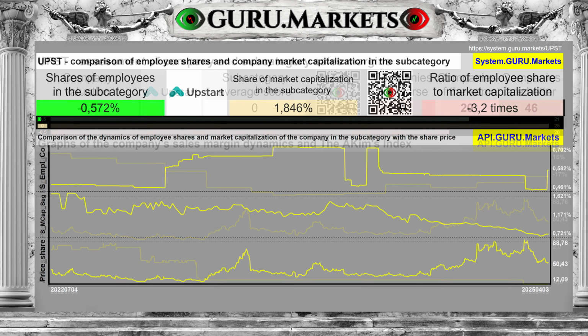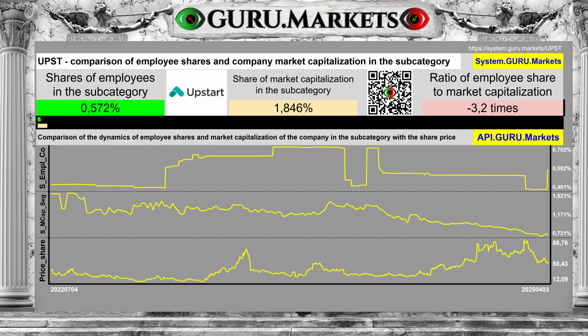The company's share in terms of the number of employees in the subcategory is 0.572%. This is 223% less than the share of market capitalization. And this shows the discrepancy between the current stock market value of the company Upstart Holdings Inc., most likely towards revaluation.